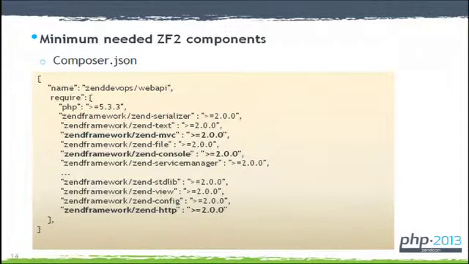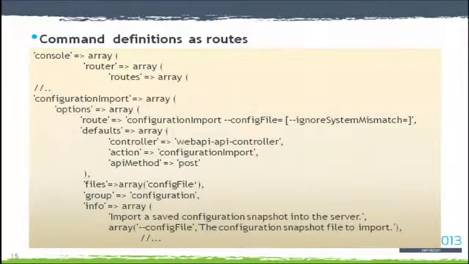HTTP is the component that can help me to communicate with the remote server, because for the WebAPI I need to do that communication. And MVC is the part which helps me to separate the code. So you probably can go only with the first two, with Zend console and Zend HTTP, but I really prefer to have the things separated.